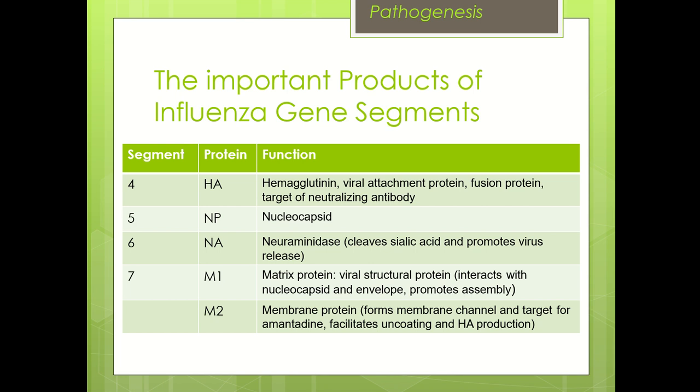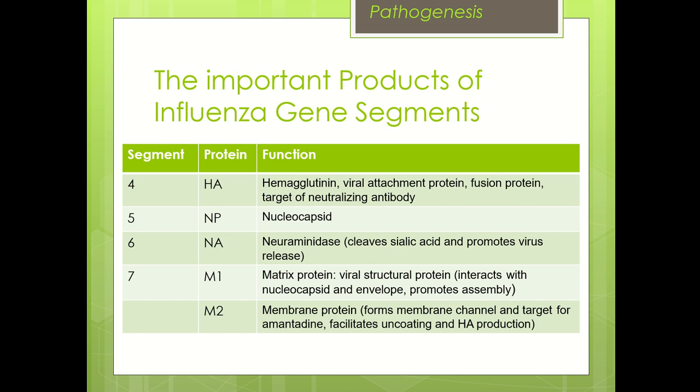If you consider 4 segments, the 4th segment codes for the protein hemagglutinin. Hemagglutinin interacts with human RBC and causes clumping, and hence the name hemagglutinin. It is the viral attachment protein, and this 4th segment of the RNA codes for the hemagglutinin fusion protein, and it is the target of neutralizing antibodies. So proteins like hemagglutinin are generally targeted by the antibodies of our own immune system to neutralize the virus.